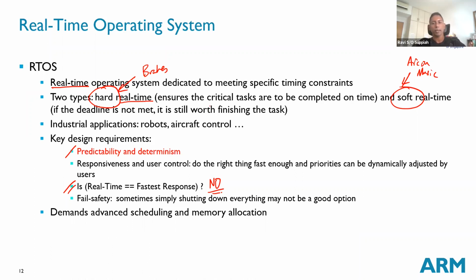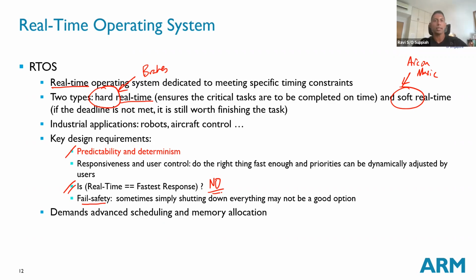Of course, you also want to have some fail safety. That means in the event that you are not able to fulfill some deadlines, something is going wrong, what should you do? Of course, it doesn't mean you just shut down everything. Maybe you need to have some way of recovery. How do you recover the system back to a safe state and start over again?